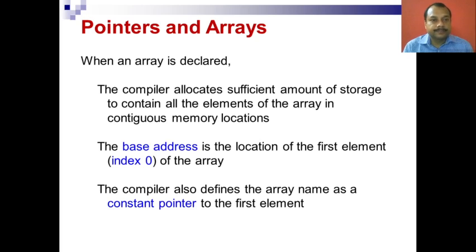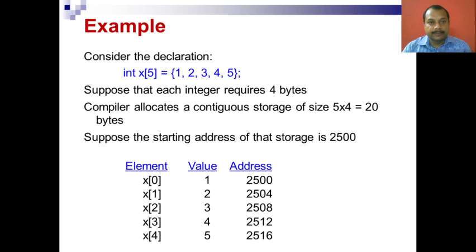So, pointers and arrays. When an array is declared, the compiler allocates a sufficient amount of storage to contain all the elements of the array in contiguous memory locations. The base address is the location of the first element, that is, index 0 of the array. The compiler also defines the array name as a constant pointer to the first element. For example, consider that int x[5] is declared and assigned at the same time, then the assignment can be done within opening and closing braces separated by commas.